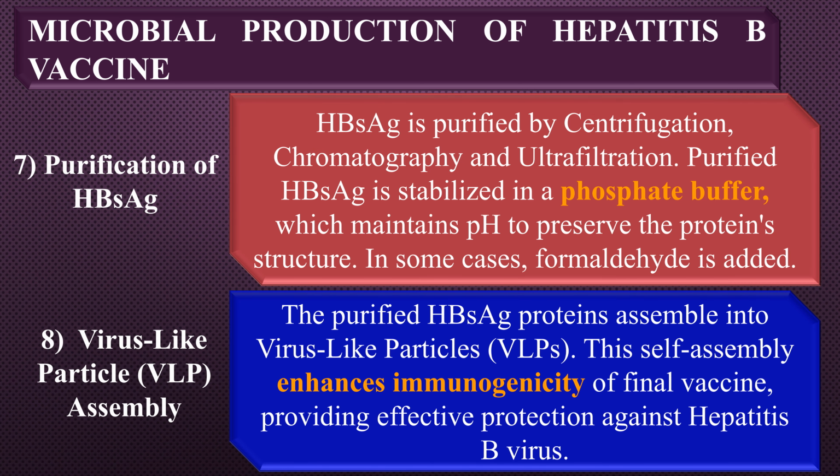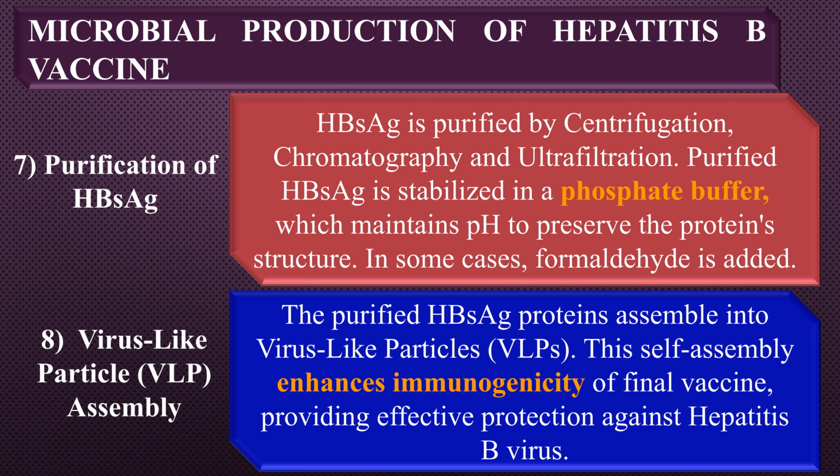Step 7. Purification of hepatitis B surface antigen. Hepatitis B surface antigen is purified through a series of physical and chemical steps: centrifugation, chromatography and ultrafiltration. Centrifugation removes cell debris and separates the protein-rich supernatant. Chromatography techniques such as ion exchange or affinity chromatography are used to isolate the hepatitis B surface antigen protein from contaminants. Ultrafiltration concentrates the antigen and removes small impurities or unwanted proteins.